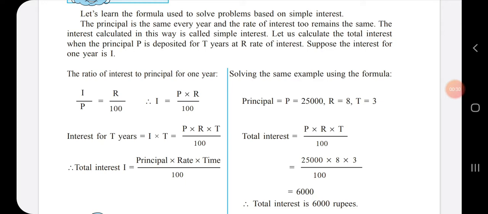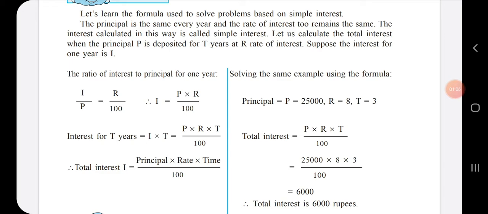The principal, that is the amount of money which we are going to deposit or to borrow from a bank or anybody. So the principal is the same every year and the rate of interest too remains the same. The interest calculated in this way is called simple interest.